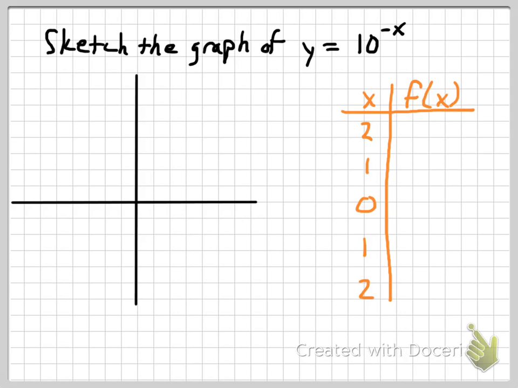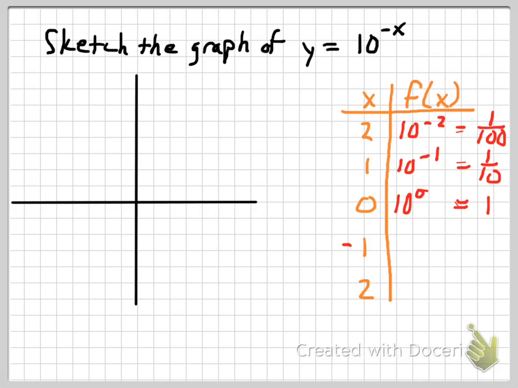Well, let's go ahead and plug in some x values, the same x values that we did in the previous example, in order to find out what the graph of y equals 10 to the negative x would look like. Alright, when we plug in 2, we're actually going to be plugging in 10 to the negative second power, which is going to be 1 over 10 squared, or 1 over 100. Then we're going to get 10 to the negative first power, 1/10. Then 10 to the 0 power, which is equal to 1.